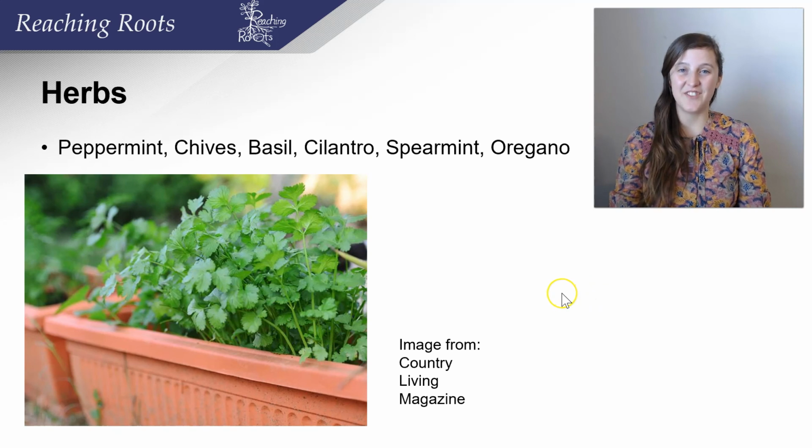Herbs are another classification of plants that we enjoy eating. Examples are peppermint, chives, basil, cilantro, spearmint, and oregano. These are great things to grow in your garden because you can save money on buying groceries.